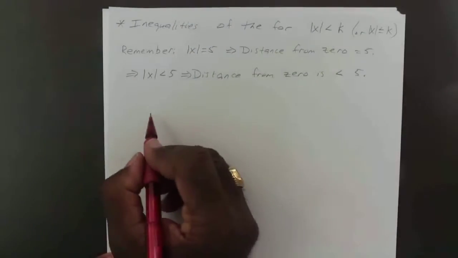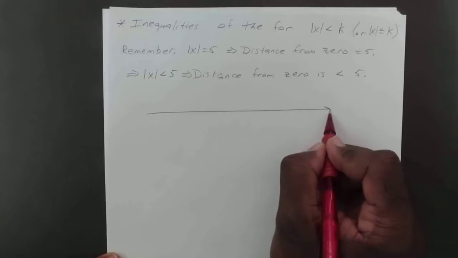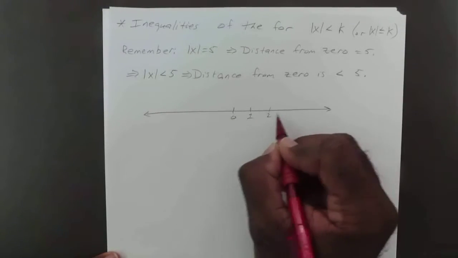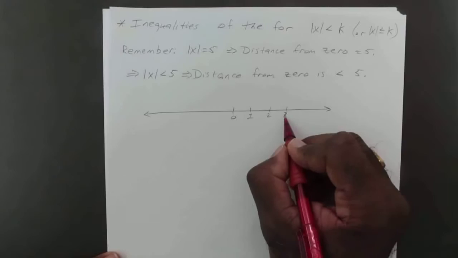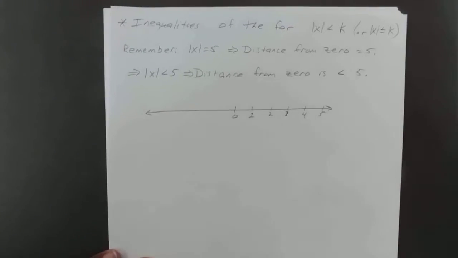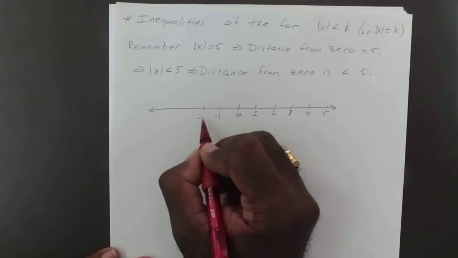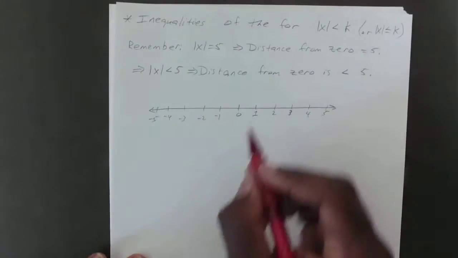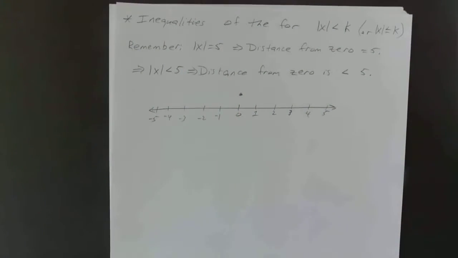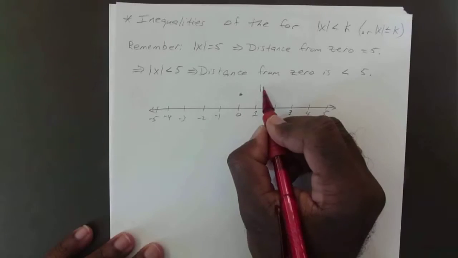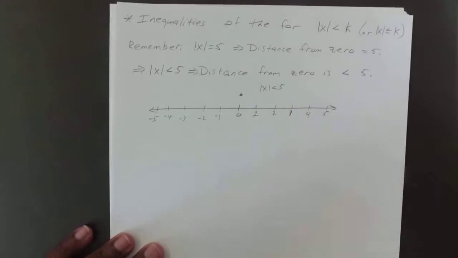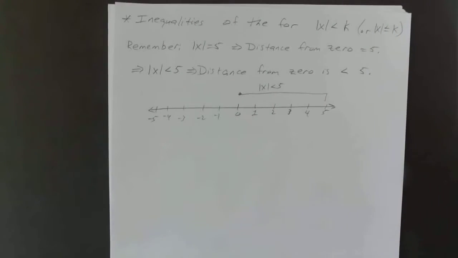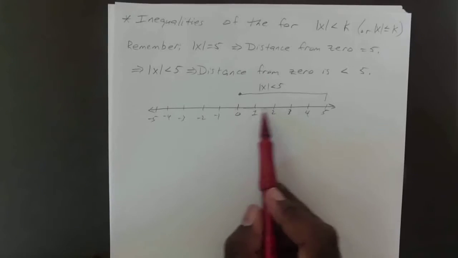Okay, so if we look at a number line, and this was 0, and we had 1, 2, 3, 4, 5, and -1, -2, -3, -4, and -5, and we started at 0, if we had the absolute value of x is less than 5, this would be true. Every number here would be true.